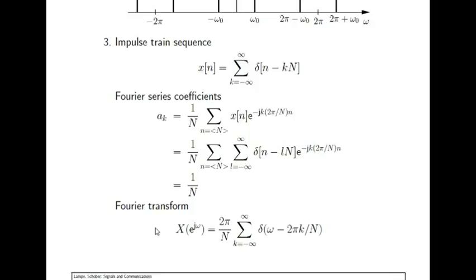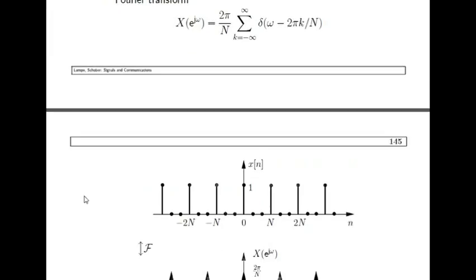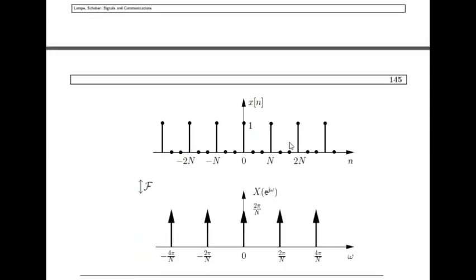Since a_k is 1 upon N, I can take 2 pi by N outside, and the expression will remain as 2 pi by N summation k equals minus infinity to infinity delta omega minus 2 pi k by N. This was the plot for the original signal, and this is the plot for the Fourier transform signal.